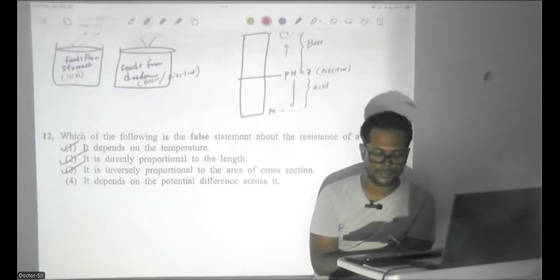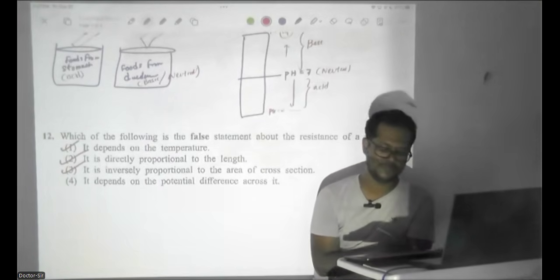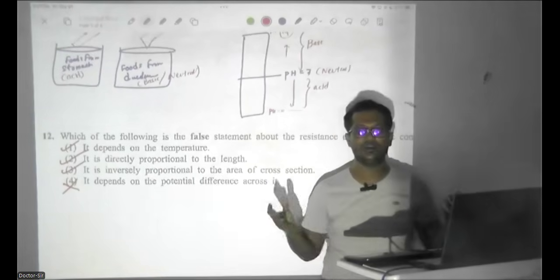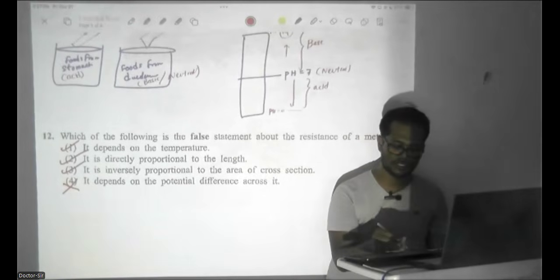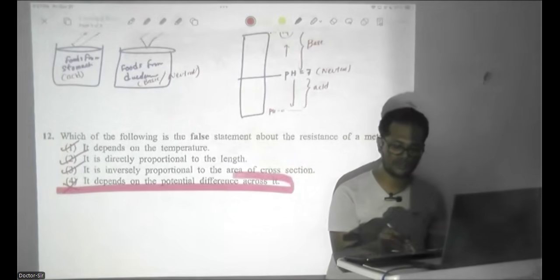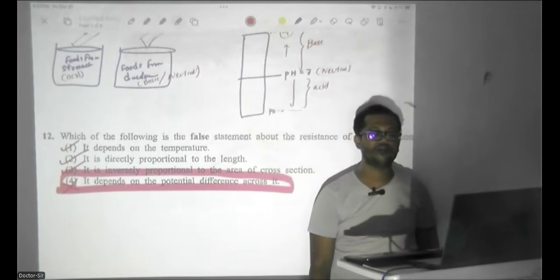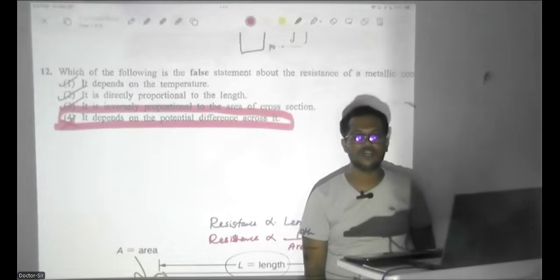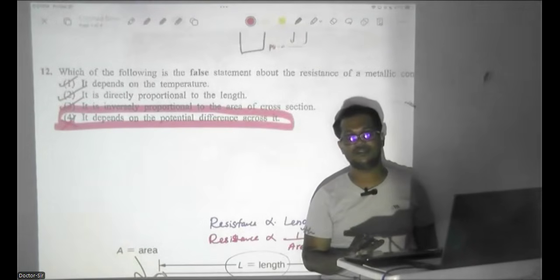Fourth one. Does it depend on the potential difference across this? No, it does not depend on the potential difference. Okay, right. So this is the concept you should understand. First, identify what the factors affecting resistance are. Then you have to study how these factors affect the resistance. Those things you should clearly identify and understand.